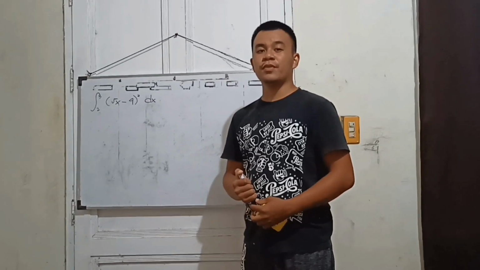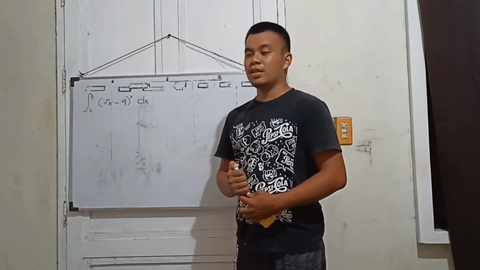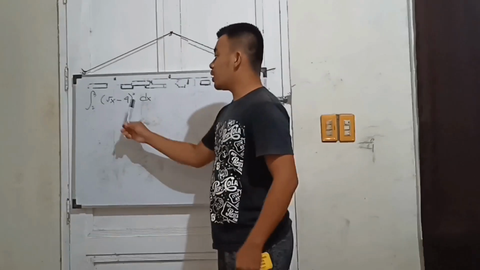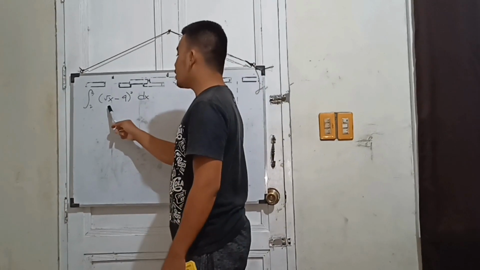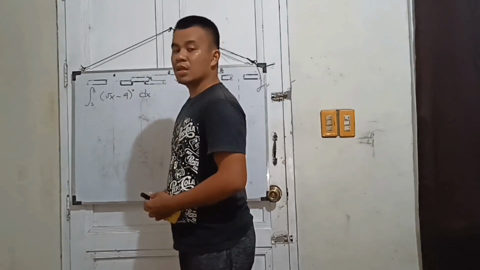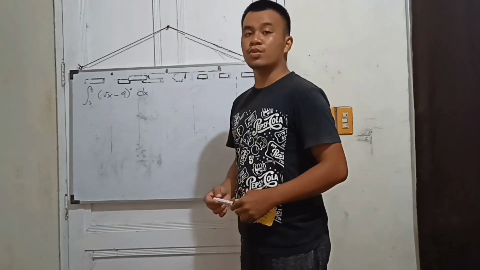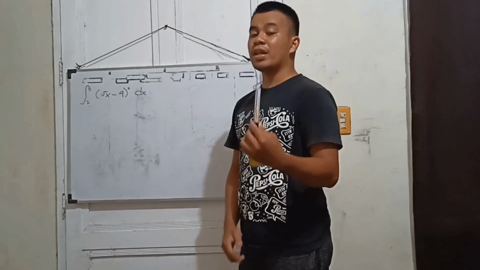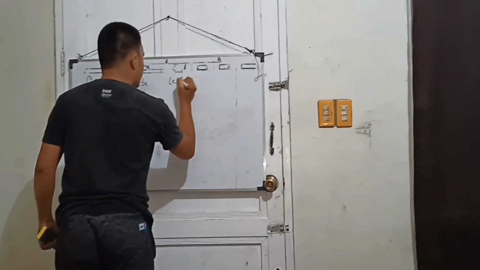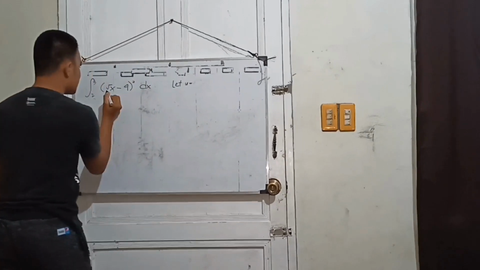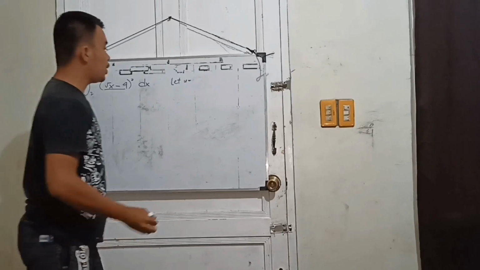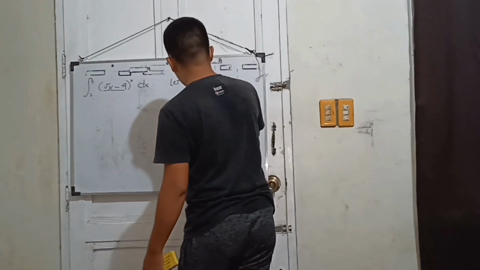Since we are done with the concept of definite integration, I will now solve one of our examples. So here is our example: the integral of (5x minus 4) squared from the limits of 2 to 3. In this example, we will use u substitution. But first, how are we going to use u substitution? We let u be equal to this expression of the function, 5x minus 4.